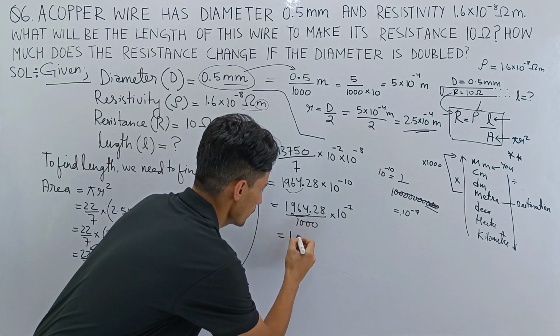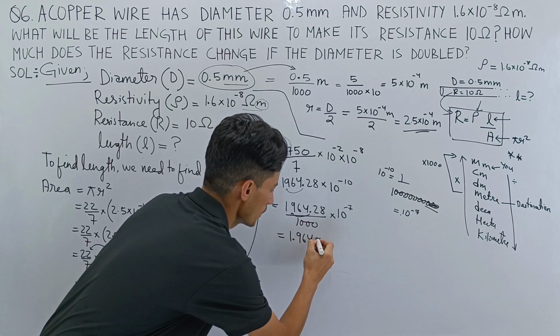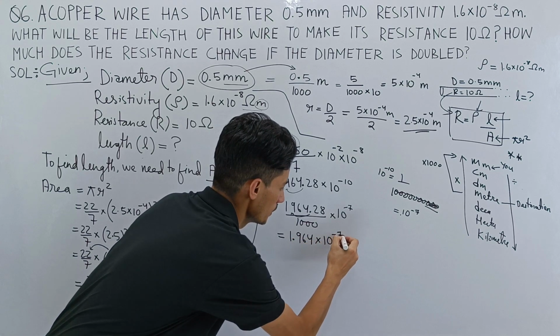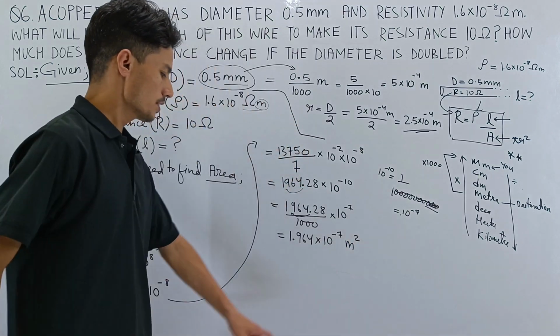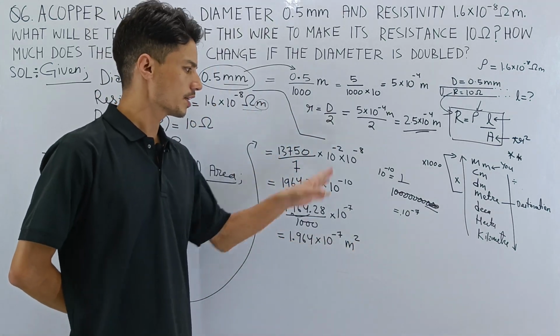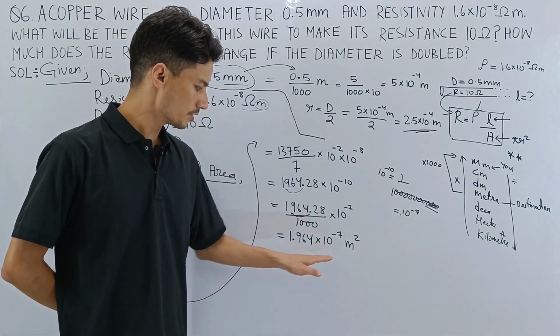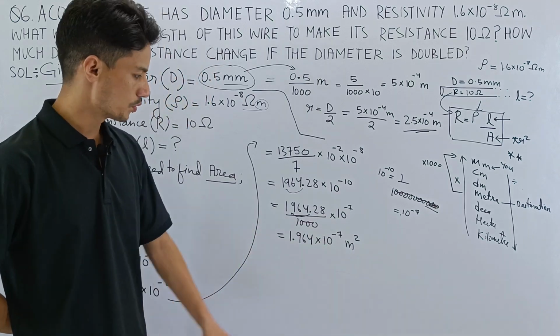So now 1.964 into 10 to the power minus 7. Okay, this is meter square. This kind of unit, don't write in the process of calculation, but in the final answer you write it. Okay, or else you lose marks.